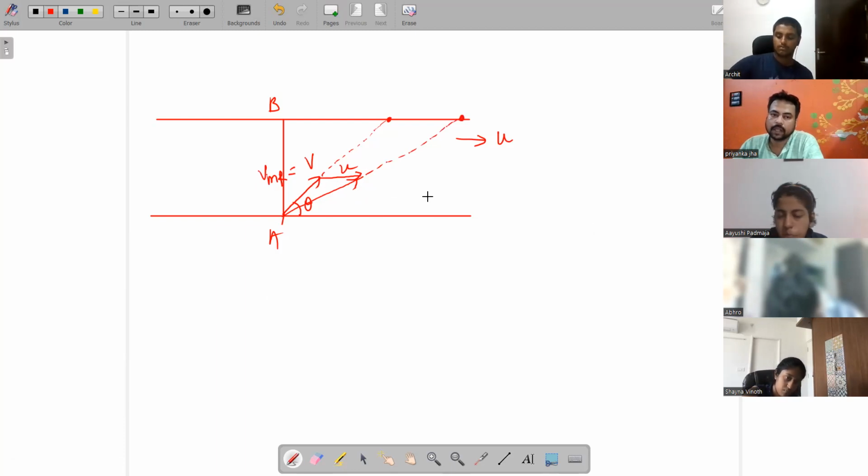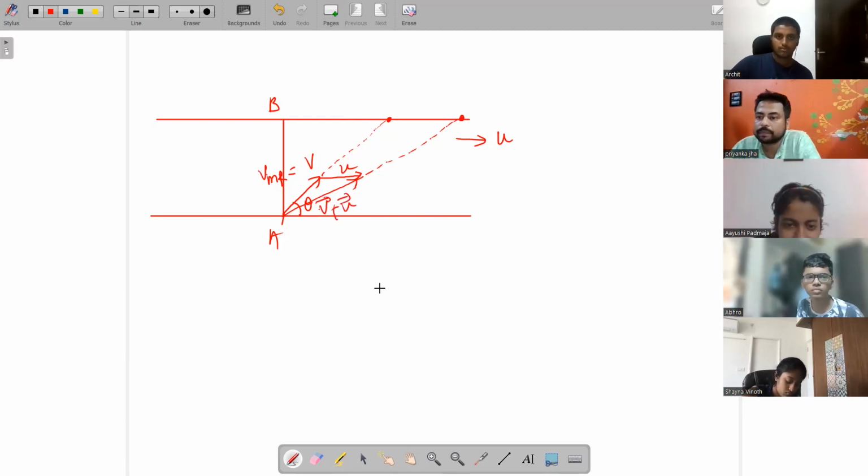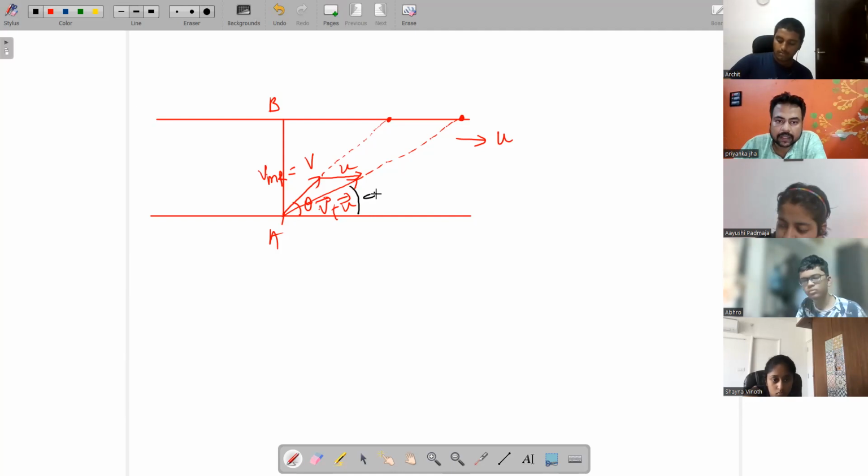So how do you do vector addition? v plus u. This is the resultant velocity vector. And this will go at some different angle, phi.